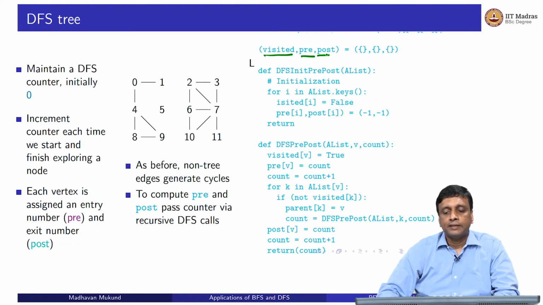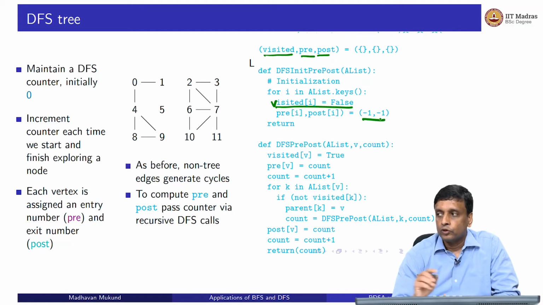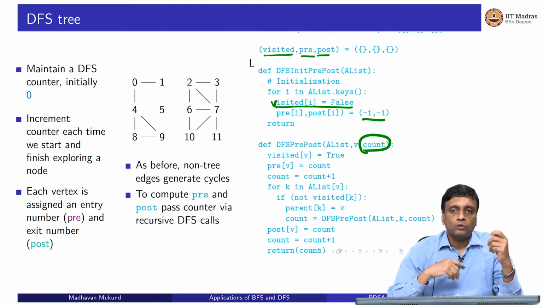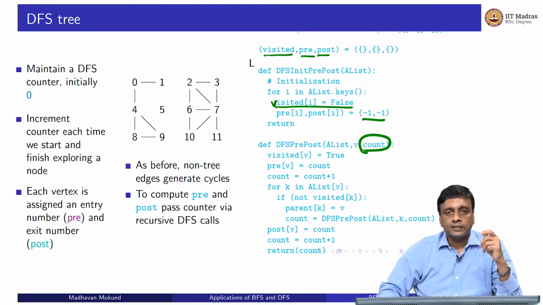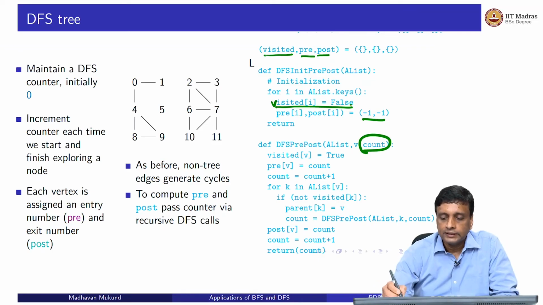So I initialize them by saying that for every vertex visited is false, so there should be a V here, right, and pre and post are both set to -1. And now the way it works is that I start DFS, so I have to keep this counter going, right. Remember, this counter is a running counter which starts at 0 and as I go on it keeps getting incremented, right. So this running counter is initially 0, right. So we will have to call this thing 0, which I have not shown.